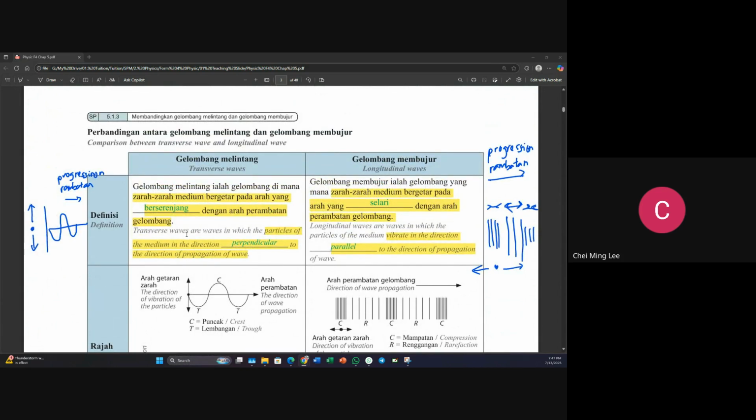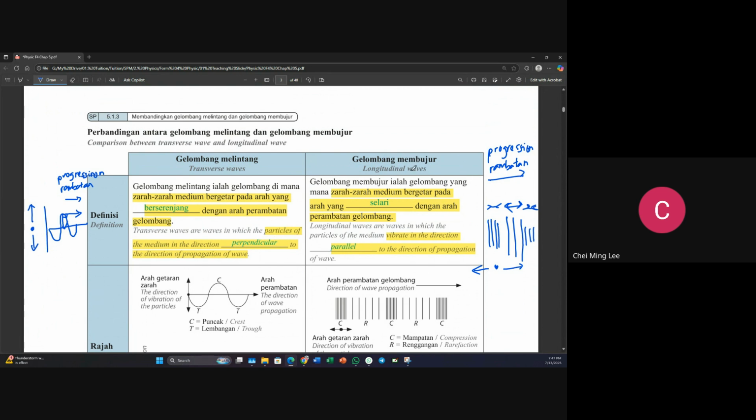So the transverse waves are waves where the particles of the medium move in a direction perpendicular to the direction of propagation. You see, this is the propagation. So if I add here the propagation, this is the point, so it's 90 degrees, because it's moving up and down, correct? This one is moving like this, so it's 90 degrees perpendicular.